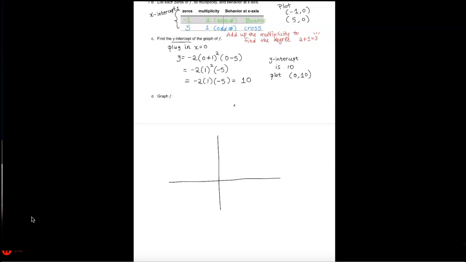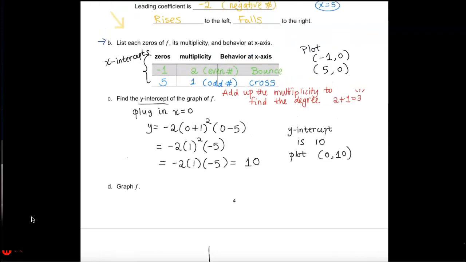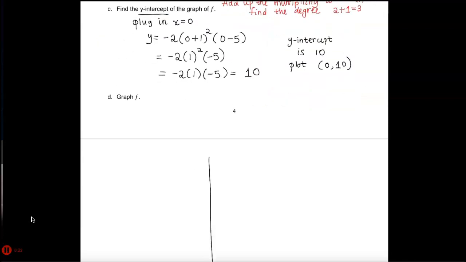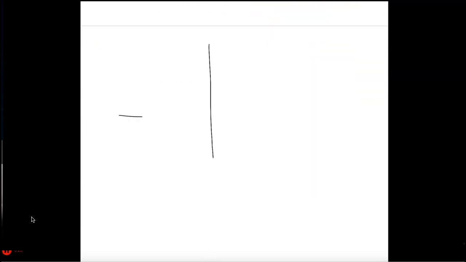Okay, so we have this. And let's plot the x-intercepts first. Let me plot -1, 0, and 5, 0. Okay? -1, 0. Here's the first x-intercept. And 5, 0. 1, 2, 3, 4, 5. And I plot the x-intercept right there.